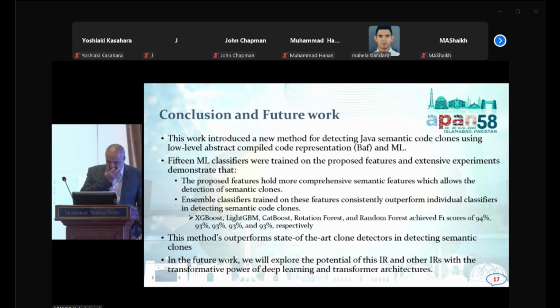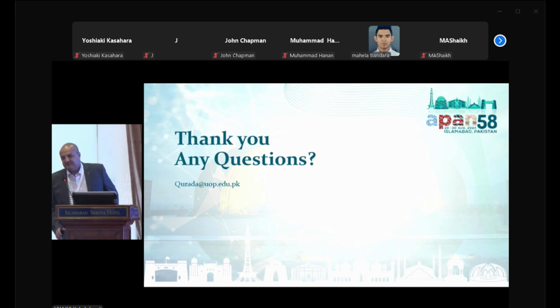Finally, in this work, we are proposing a new machine learning technique for detecting Java semantic clones. Our results indicate that our features can hold more semantic information about the code fragment. We also find that the ensemble technique outperforms the individual classifiers, and that memory category instructions participate more in detecting semantic clones. Also, our proposed technique outperforms other techniques. In future, we are planning to use this technique and other intermediate representations with deep learning techniques and transformer architecture. Thank you very much.